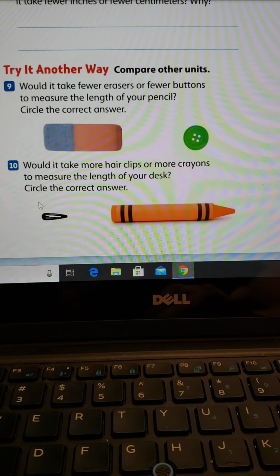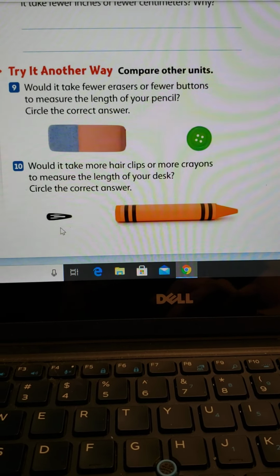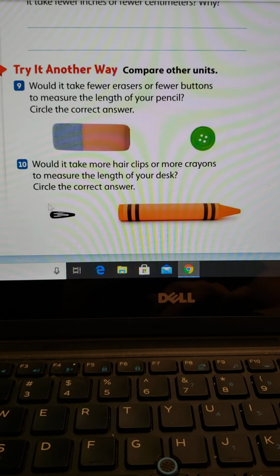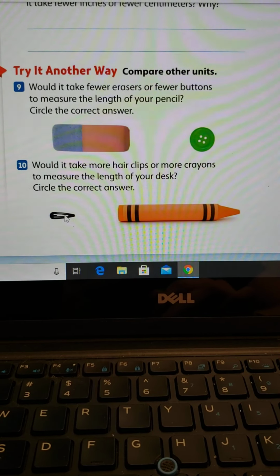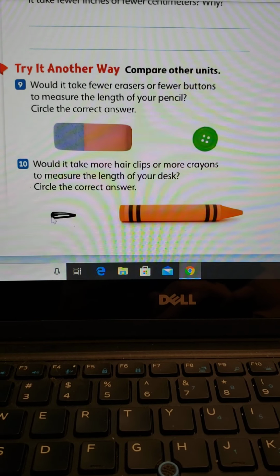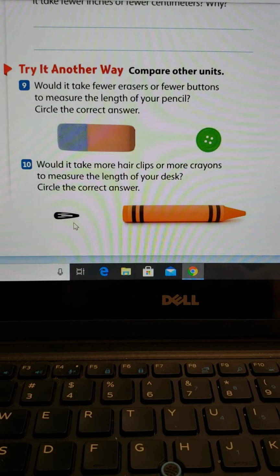Okay, it's going to take me a lot more of these hair clips to measure how long my desk is, because what's the difference between these two? This one is so much smaller. Oh my goodness, I might be able to fit like 5 or 6 of these on this crayon. It's so much shorter. So because of that, it's going to take me a lot more of them to line up to measure how long my desk is.